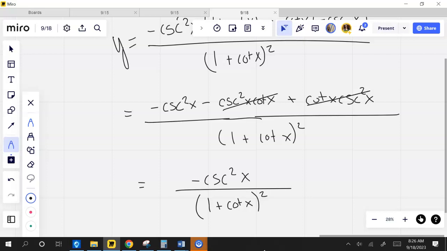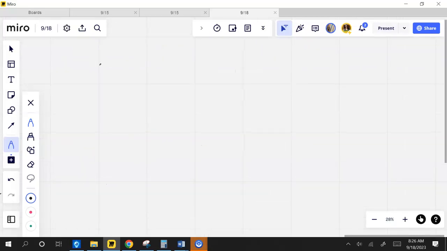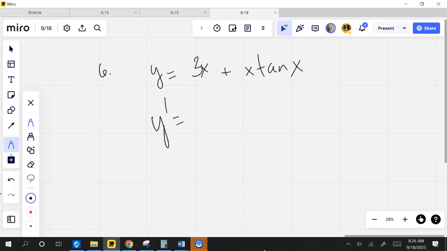Number 6. I think these are fun when you have your pink sheet. When you don't have your pink sheet, you start to sweat bullets a little bit. All right, derivative here. What's the derivative of 3x? 3. Product: derivative of the first times the second plus the first times derivative of tan x. That one comes up a lot.